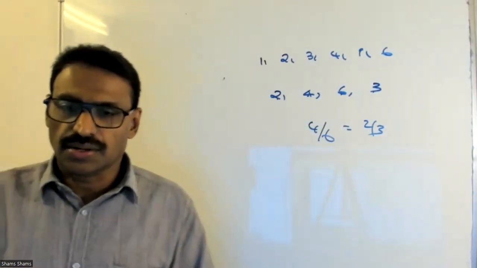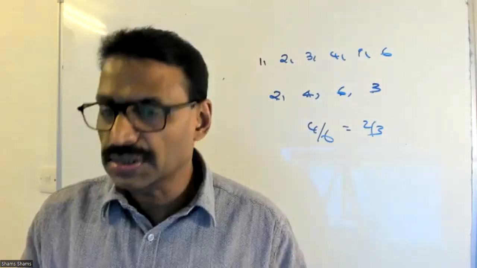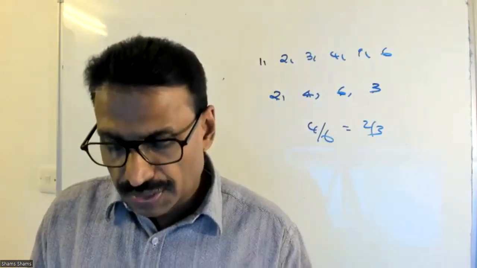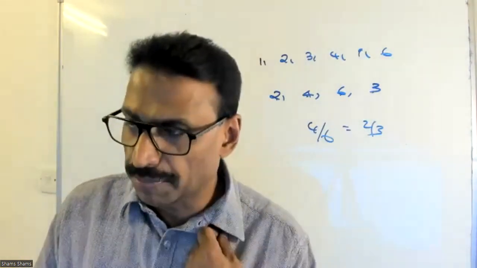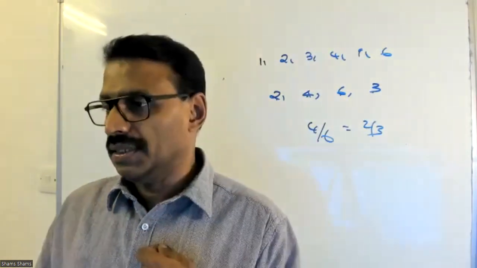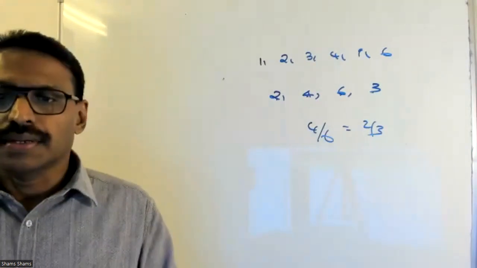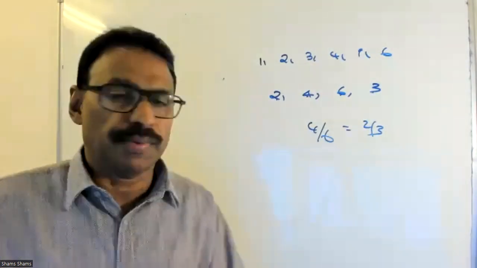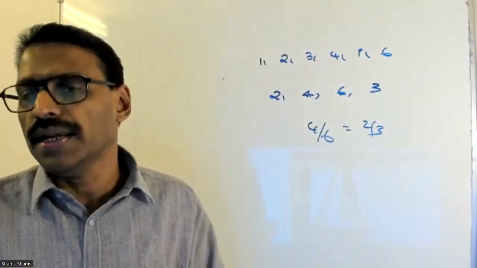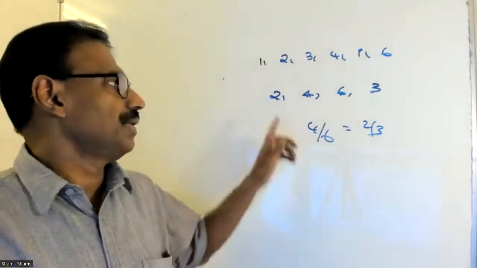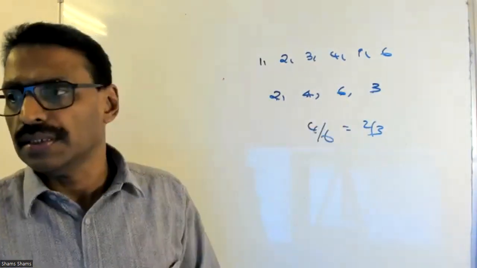Clear or not? Yes, sir. Listen, an even number or a multiple of 3 means it should be an even number or a multiple of 3. So that means 2, 4, 6, 3. Okay.